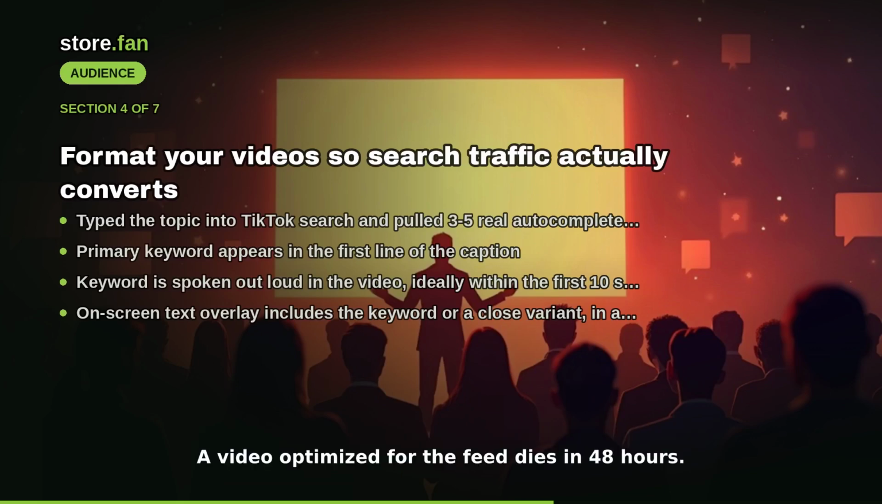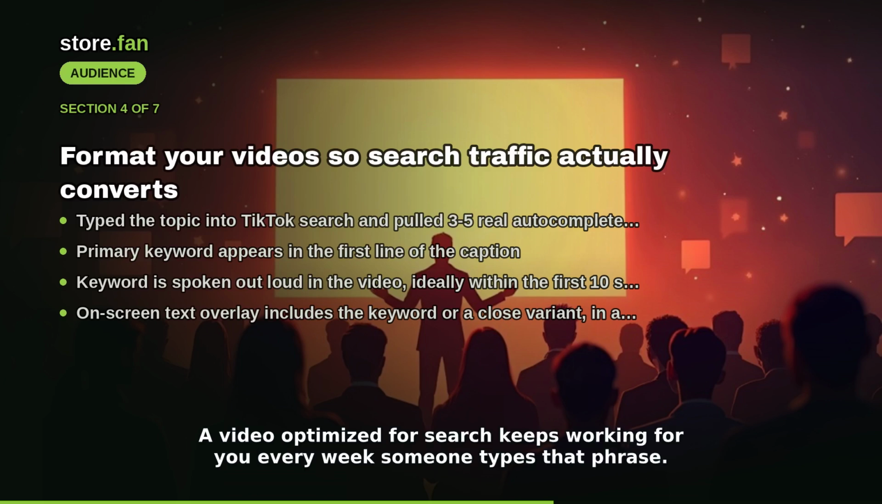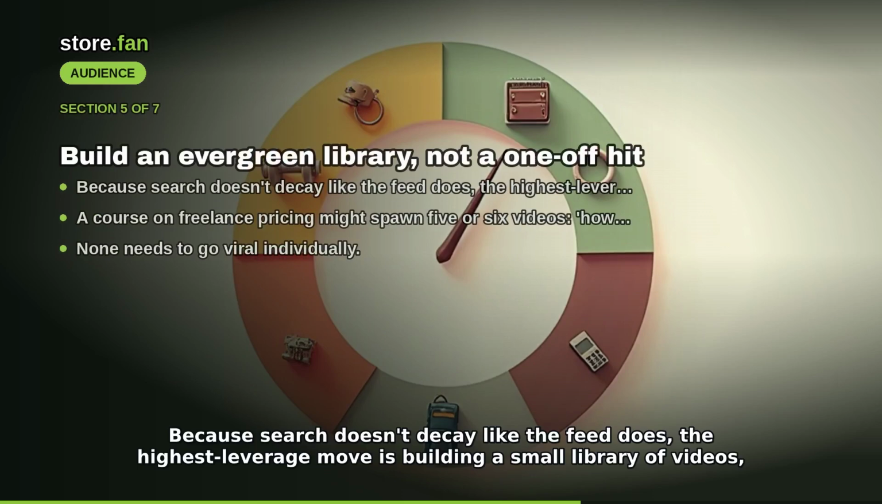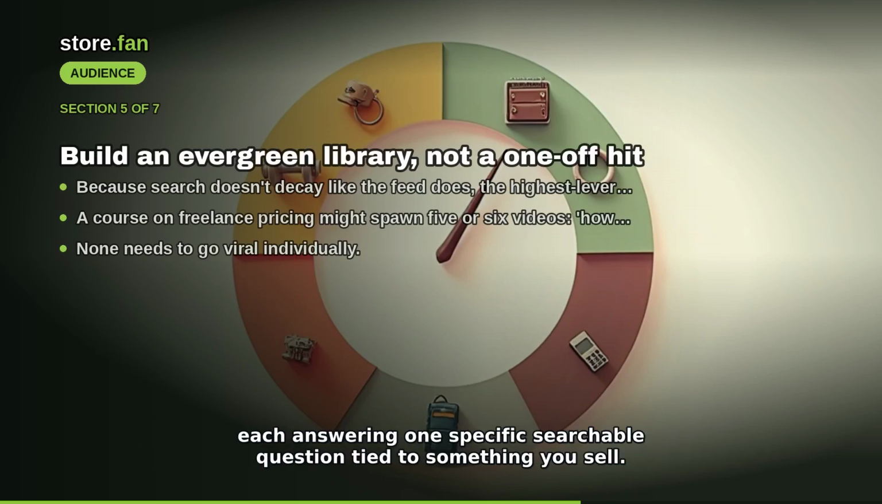A video optimized for the feed dies in 48 hours. A video optimized for search keeps working for you every week someone types that phrase. Build an evergreen library, not a one-off hit. Because search doesn't decay like the feed does, the highest leverage move is building a small library of videos, each answering one specific searchable question tied to something you sell.